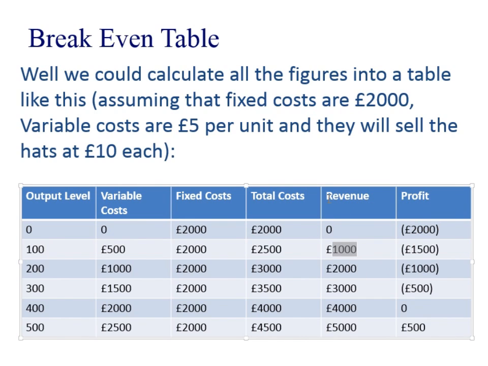And then the profit is just the revenue minus your total costs, and here we have a loss until you get to 400 units, and then after 400 units you start to make a profit. So our break-even output, therefore, is 400.